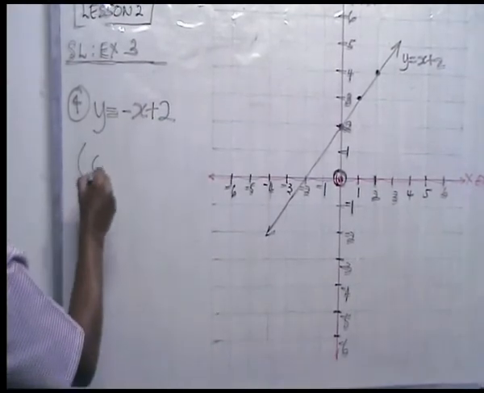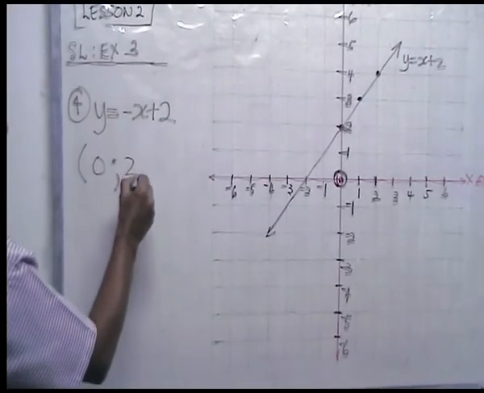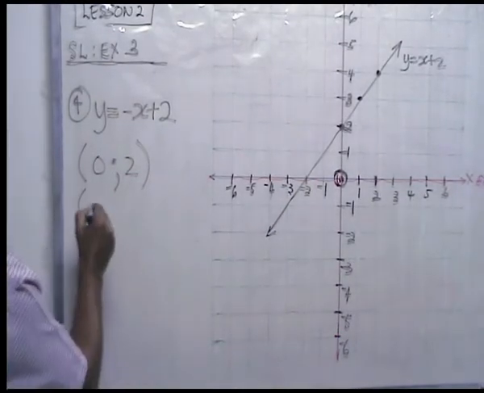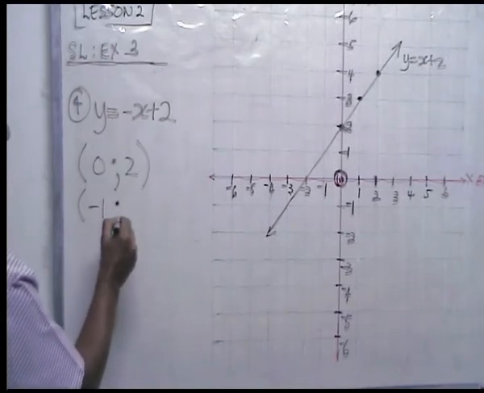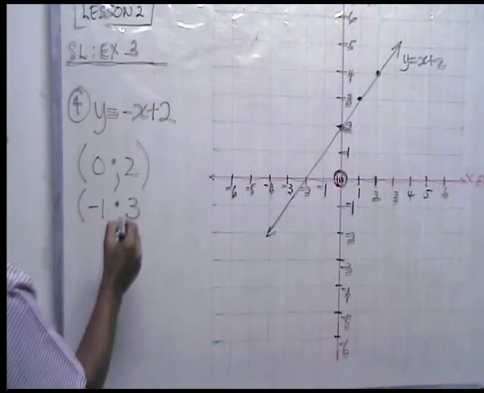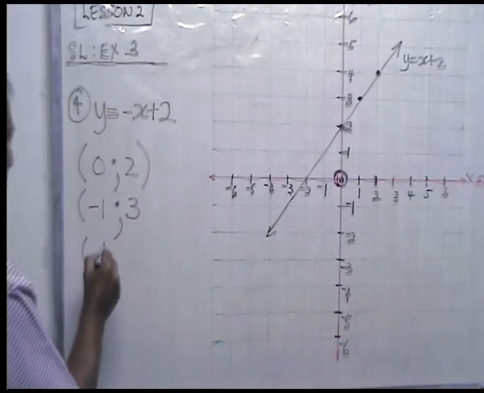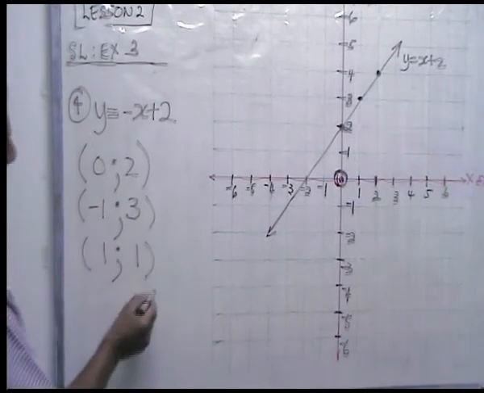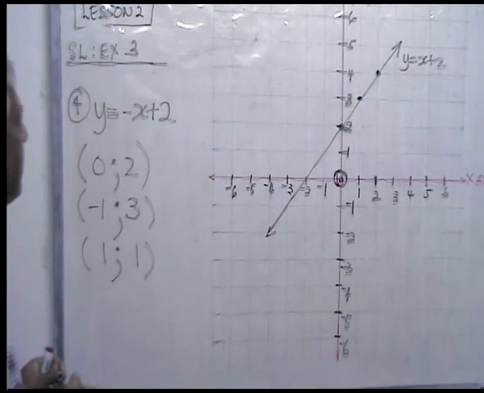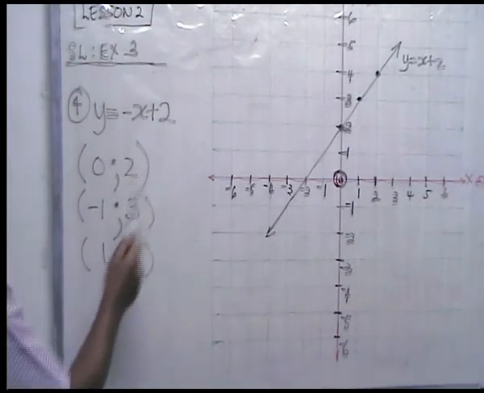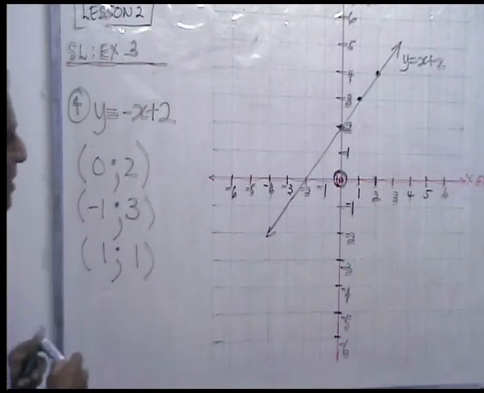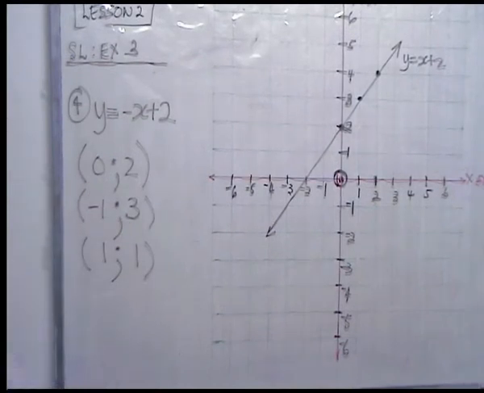Here your ordered pairs are 0, 2. Let's use minus 1, then it'll be 3. And let's say we used 1, it'll be 1 and 1. Use these 3 ordered pairs to draw this graph: y is equal to minus x plus 2. That's correct, minus 1 will give you 3. That's correct, 1 plus 2 will give you that. Try them. Draw that graph.